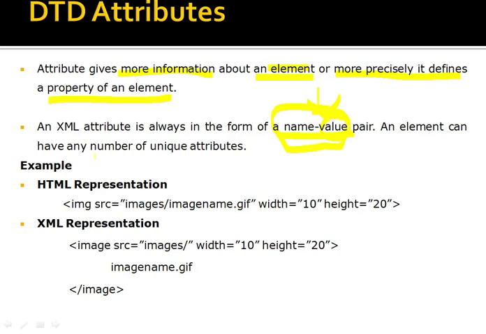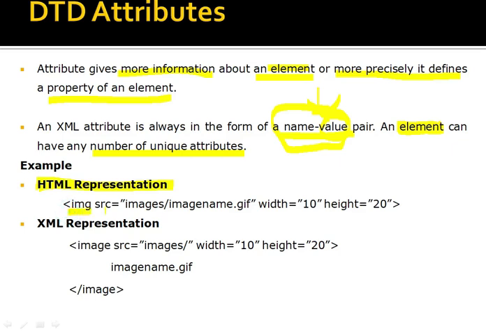An element can have any number of unique attributes. An XML element can have any number of unique attributes. So just look at this. This is an HTML representation. We are all aware of this representation.